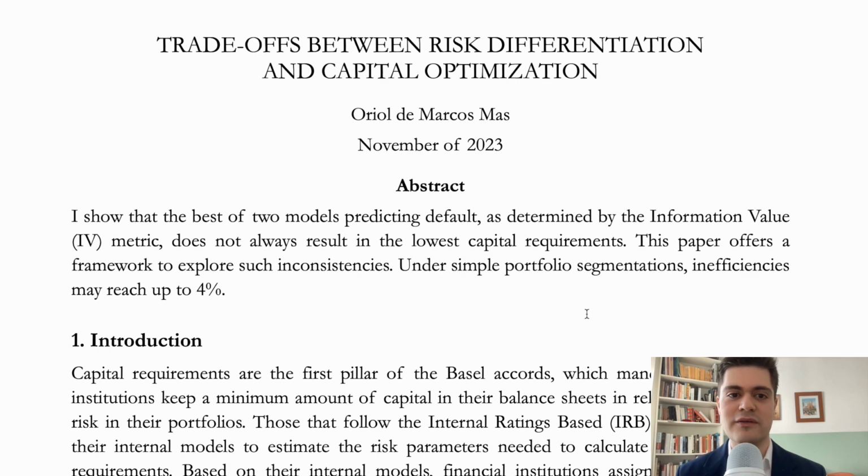We'll see how, in the face of a choice between two models, the worst one can actually lead to lower capital requirements than the better one. Using a very simple framework, we'll see that capital inefficiencies may reach up to 4%. So let's jump right in.